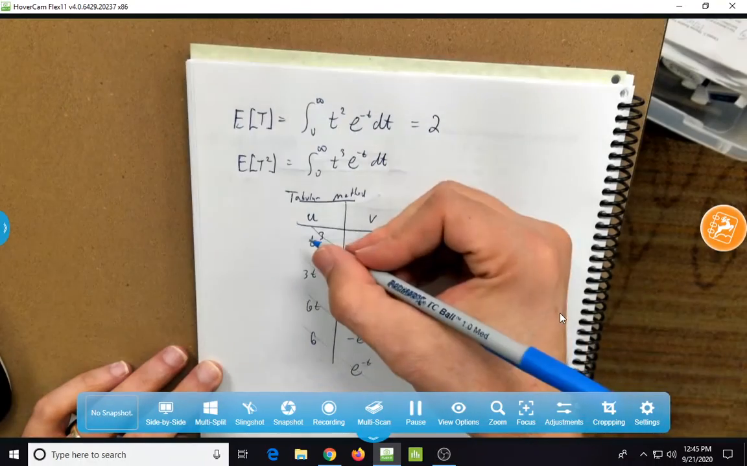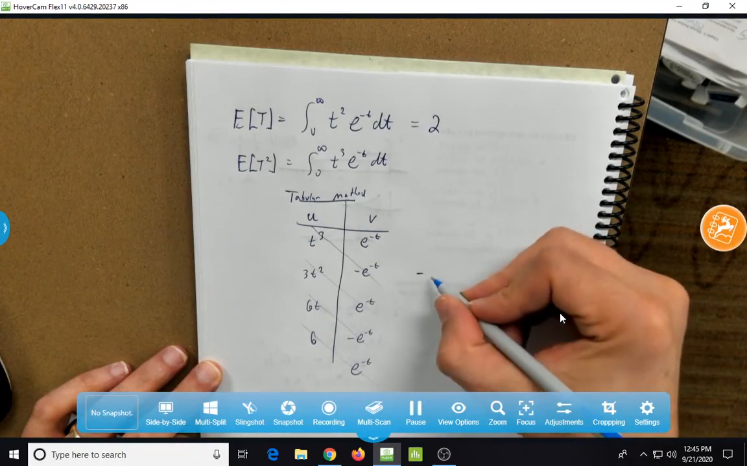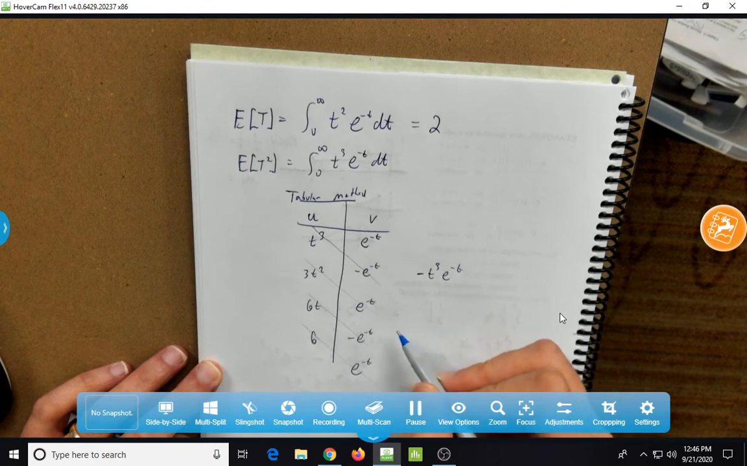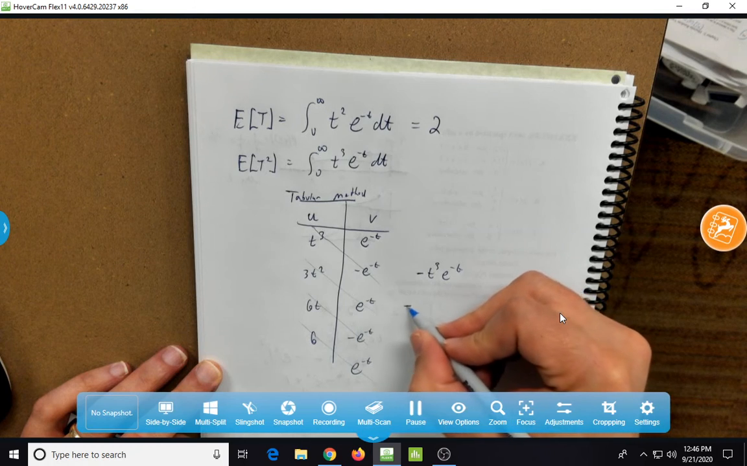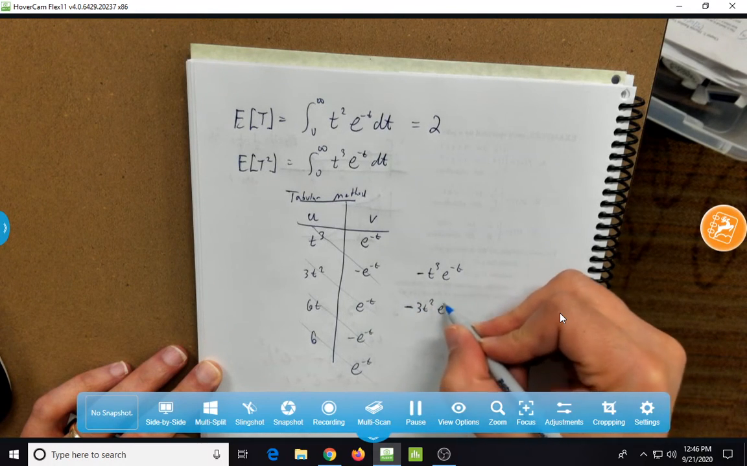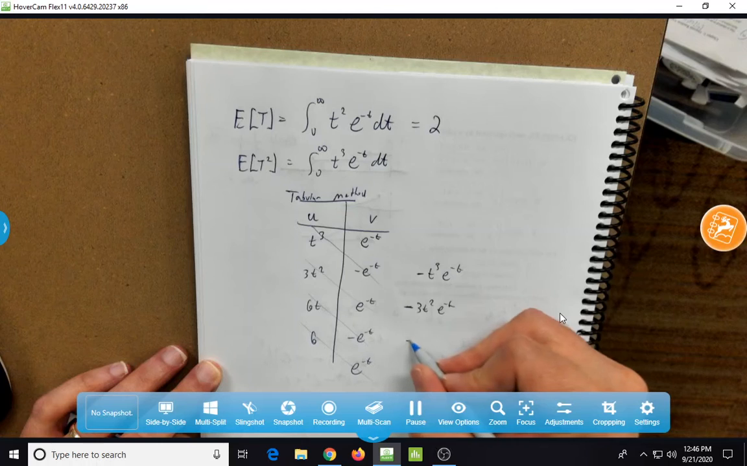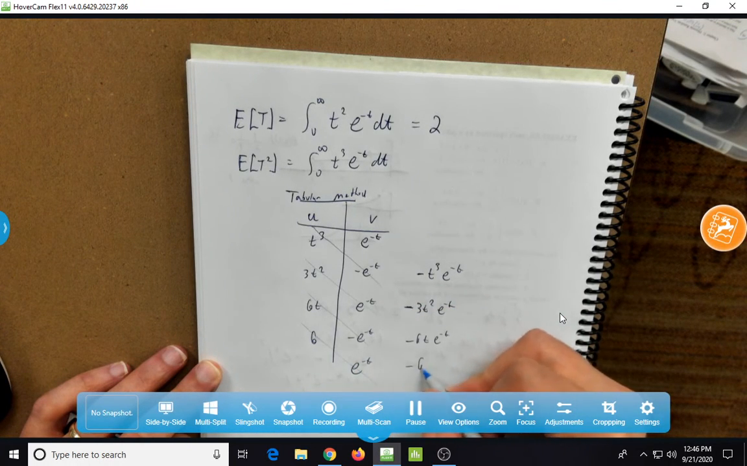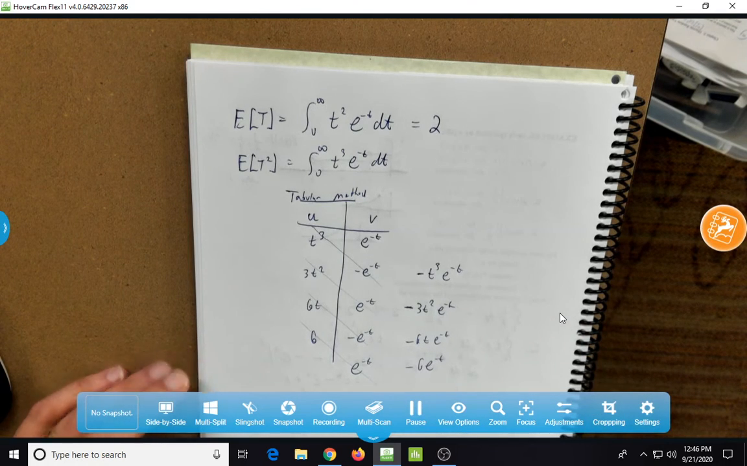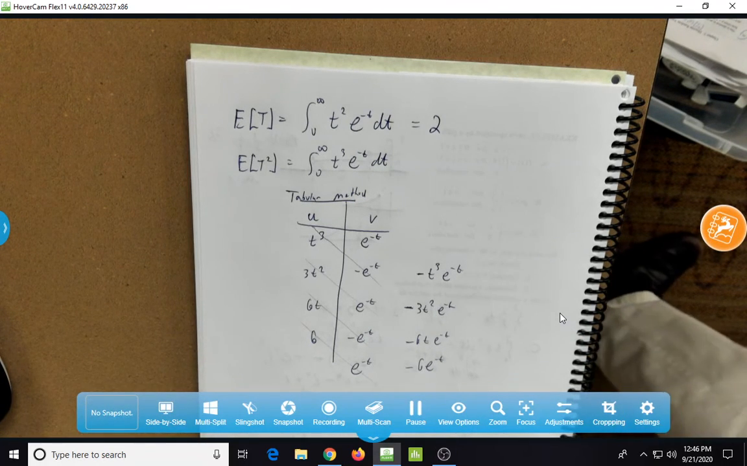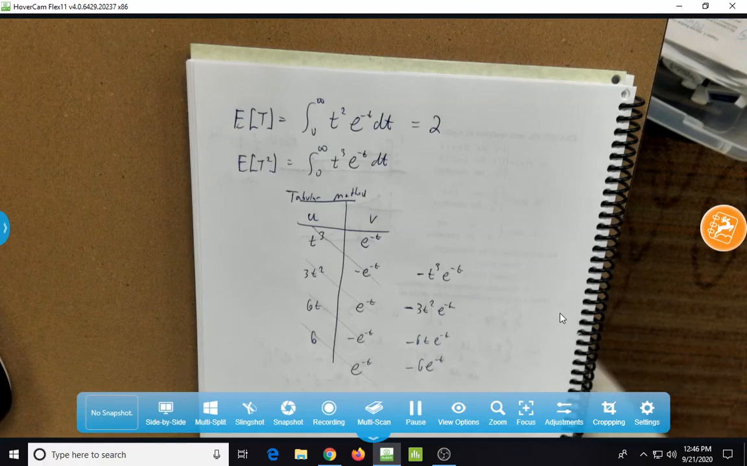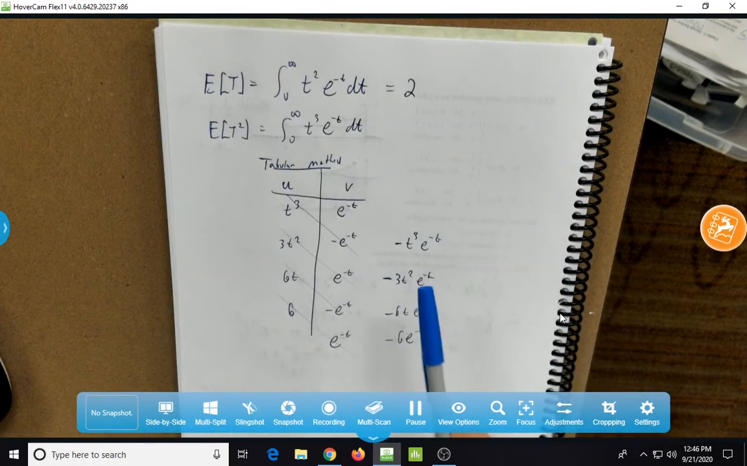So what you end up getting here is minus t cubed e to the negative t, because you multiply these two together. This one you multiply, but you have to put an opposite sign there, 3t squared e to the negative t. This one, you keep the sign, 6t e to the negative t, and this one you have to put a negative sign, 6 e to the negative t. So this is sort of the tabular approach. If you have to do multiple integrations and differentiations, you can do this. This is just a nice thing to have in your back pocket at times. It's not necessarily something you have to show all the time.